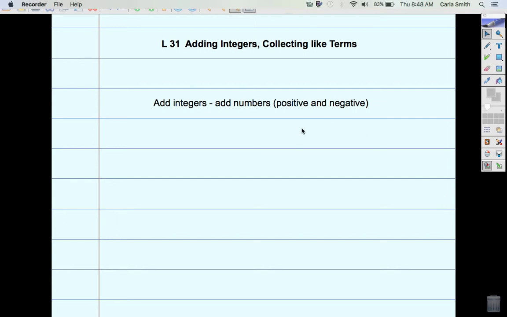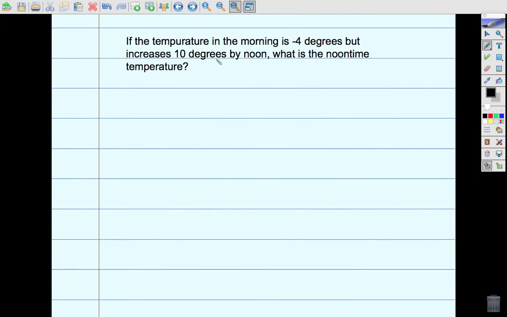So today we're going to talk about lesson 31, adding integers and collecting like terms. So when we add integers, we're going to add numbers that are both positive and negative. So we always have positive and negative numbers, but today we're just going to add those. So we're going to use this example to get started.